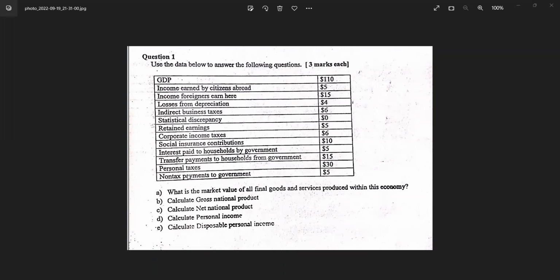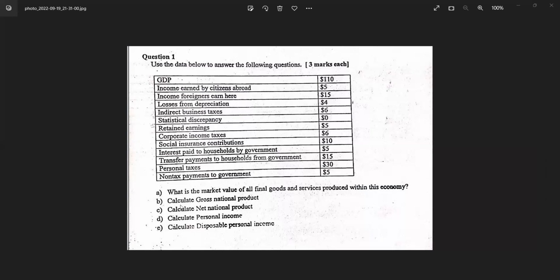So let's come here. What is the market value of all goods produced within the economy? In other terms, what is the GDP? Any idea? The GDP was given straight here: $110. So you score 3 marks.